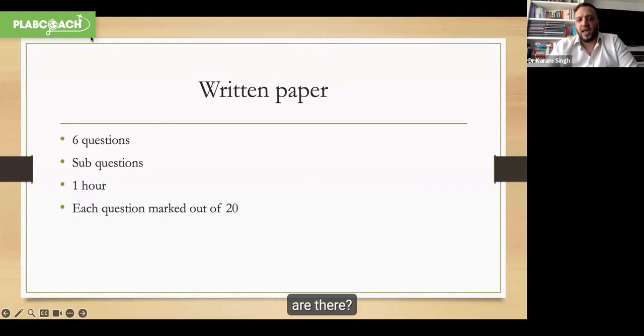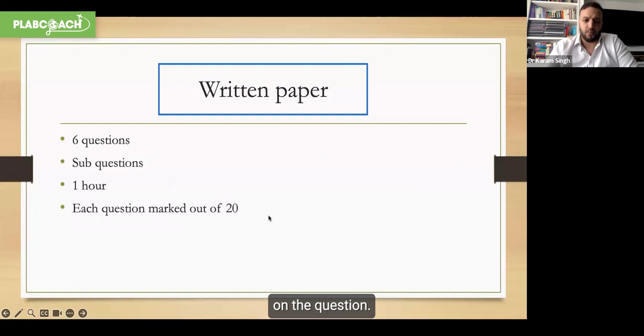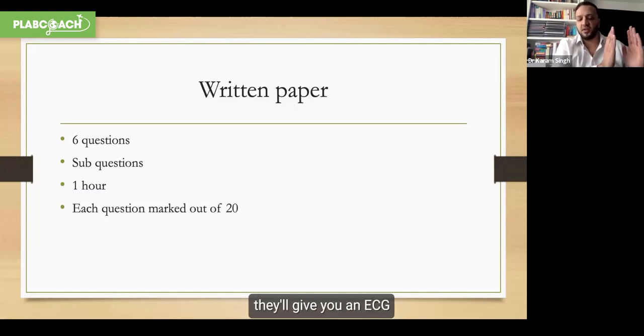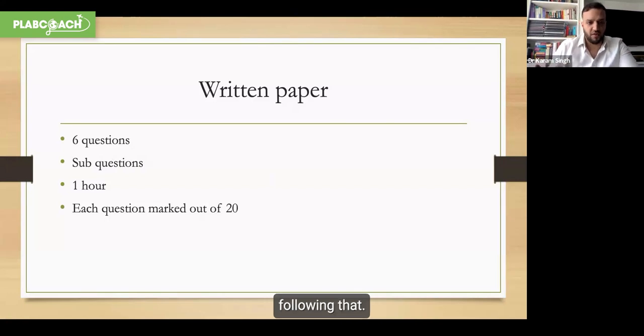How many sub-questions are there? It depends on the question. I've seen in the past, and I believe it was in Galway or Cork, they'll give you an ECG and there'll only be 1 question following that. What's the diagnosis? Atrial fibrillation. Next question. So you may not have any sub-questions. It may just be simply what is the most likely diagnosis, and that's your 20 marks.